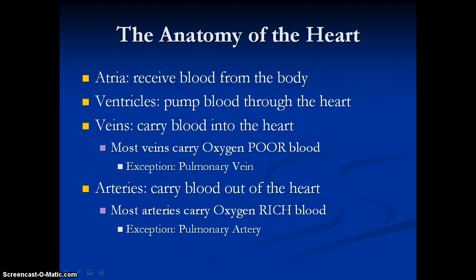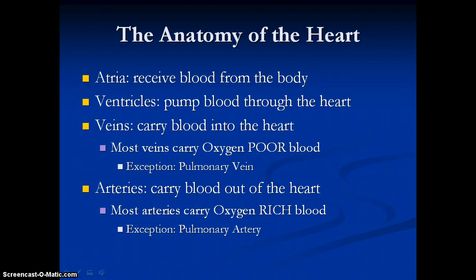Breaking it down a little further, we have veins and arteries. Veins carry blood into the heart, where arteries carry blood out of the heart. Almost every vein in the body carries oxygen-poor blood, which means there's not a lot of oxygen in it. The only exception being the pulmonary vein, because the pulmonary vein carries oxygenated blood from the lungs to the heart.